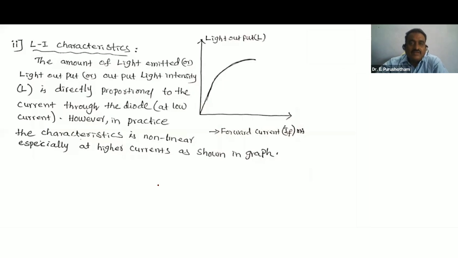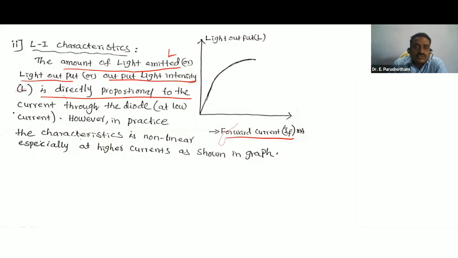What is L? Capital L is the amount of light emitted, the light output, or output light intensity. Take it on the y-axis, and take the forward current on the x-axis. The graph shows the variation between output light intensity and forward current. Here L is directly proportional to the current through the diode at low current.